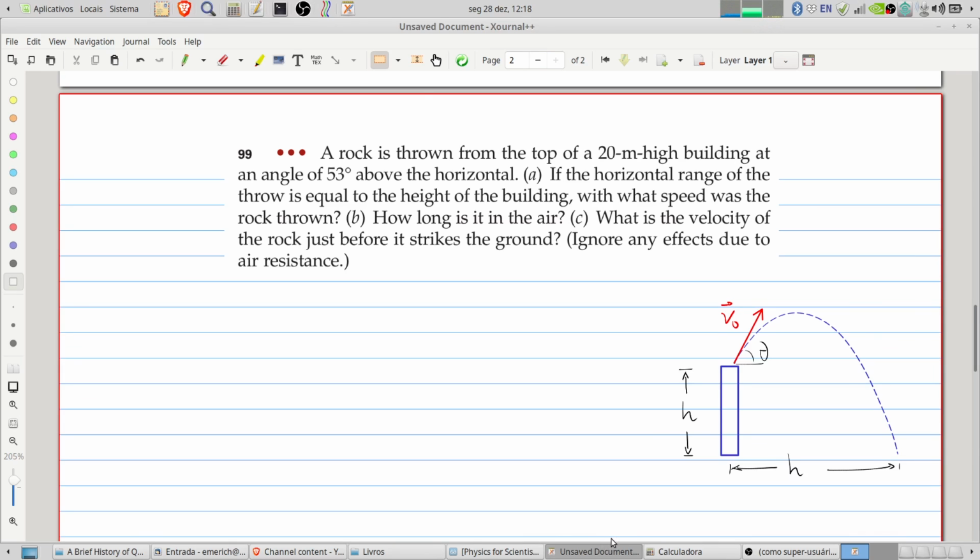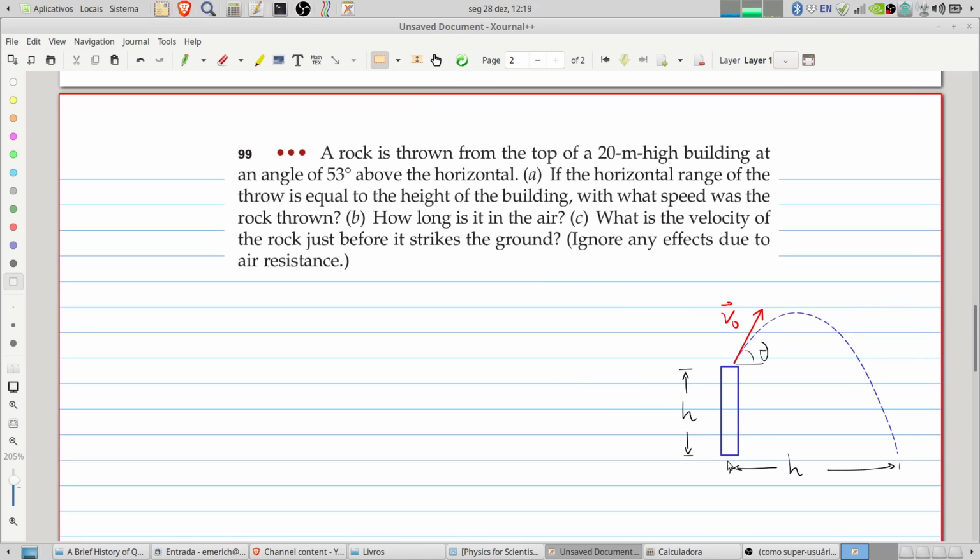A rock is thrown from the top of a 20 meters high building at an angle of 53 degrees above the horizontal. Item A. If the horizontal range of the throw is equal to the height of the building, with what speed was the rock thrown? B. How long is it in the air? C. What's the velocity of the rock just before it strikes the ground? Ignore any effects due to air resistance.